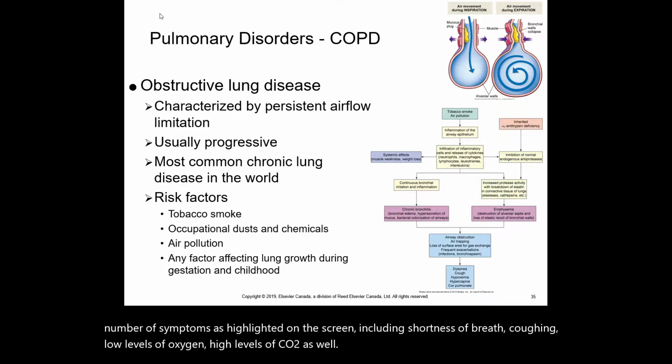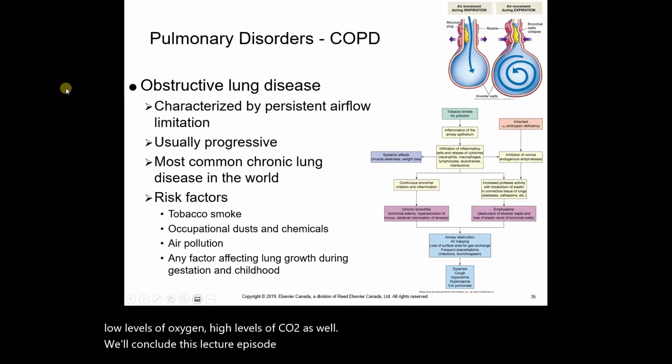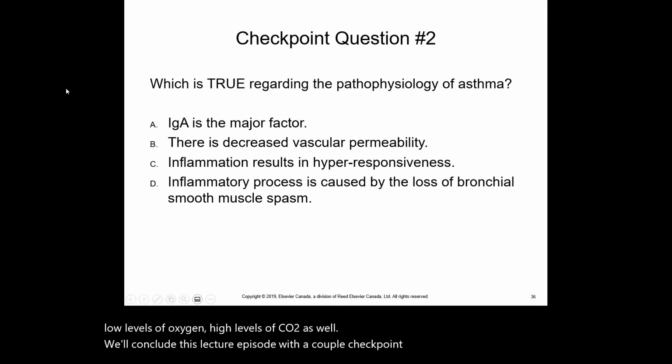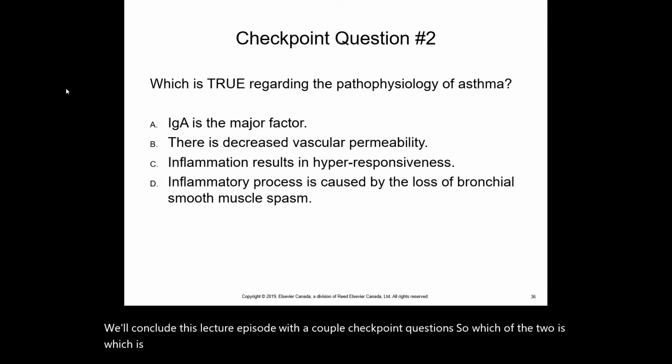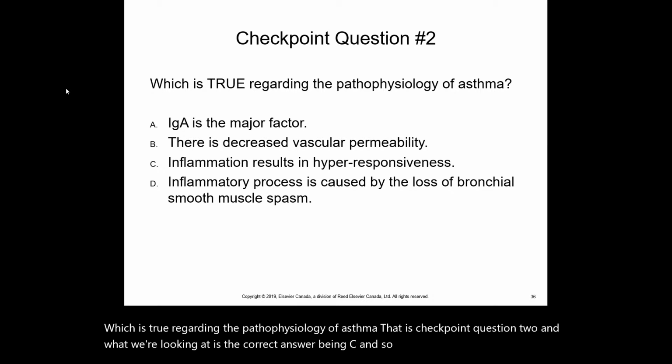We'll conclude this lecture episode with a couple of checkpoint questions. Which is true regarding the pathophysiology of asthma? That is checkpoint question 2. And what we're looking at is the correct answer being C. And so inflammation will result in hyperresponsiveness.